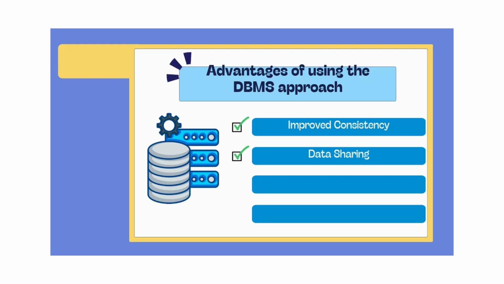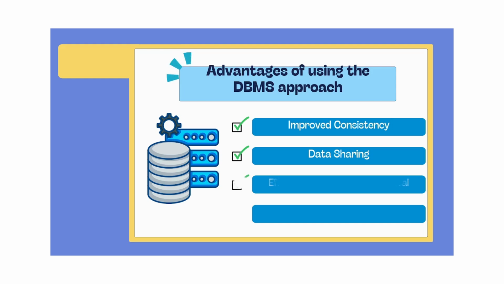The next one is data sharing. Data sharing in DBMS refers to the ability of multiple users or applications to access and utilize the same resource. This key feature of DBMS enables efficient information access and collaboration within an organization or between different entities. It involves mechanisms for controlling concurrent access and ensuring data integrity.